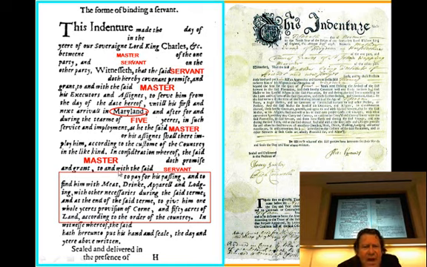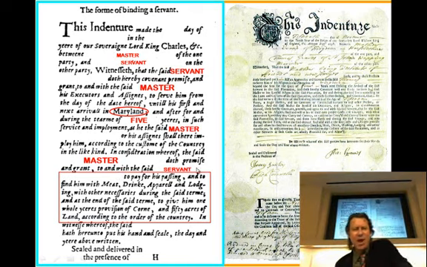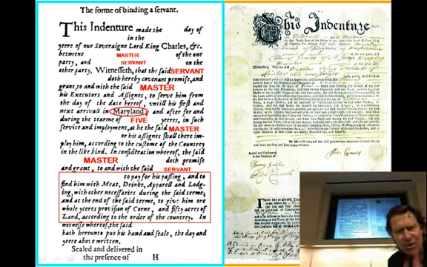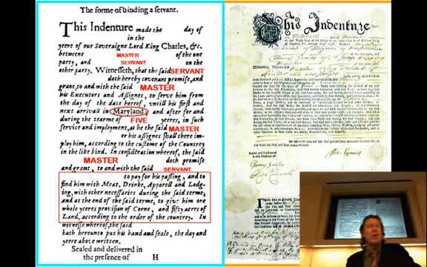in consideration whereof the said master. Here's the payoff. The master promises to the servant to pay for his passing, to find him with meat, drink, and apparel, and lodging, and other necessaries during said term, and at the end of said term to give him 1 whole year's provisions of corn and 50 acres of land according to the order of the country. This is an early indenture with the best possible outcome. I'm going to give you 50 acres of land, Jack, and the wherewithal to make it go. And that's your ticket to respectability. That's the American dream.